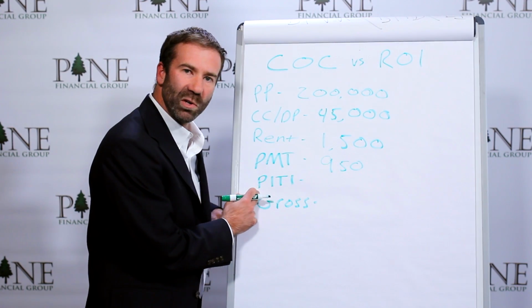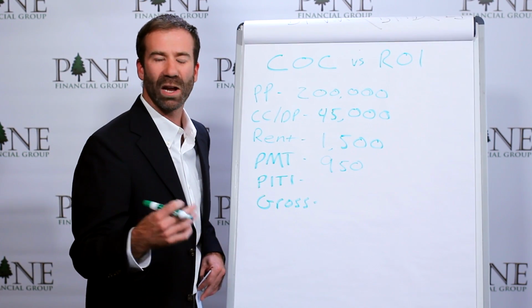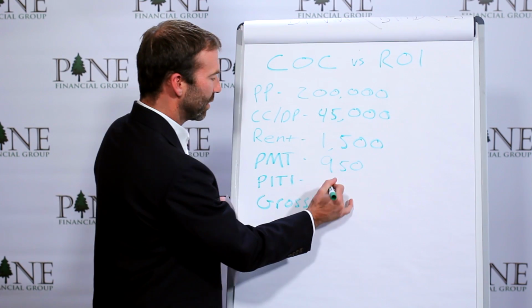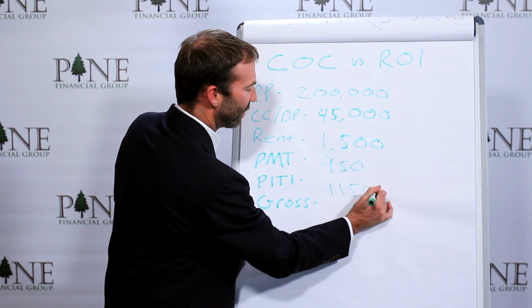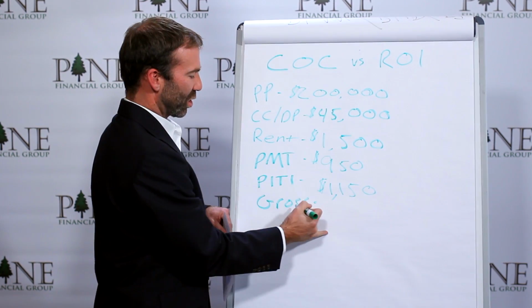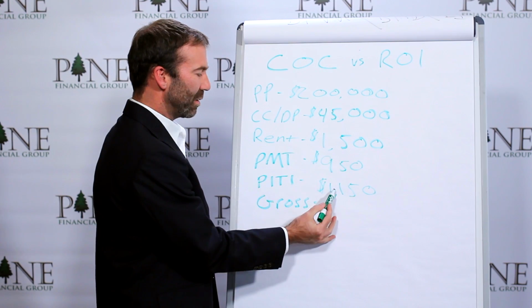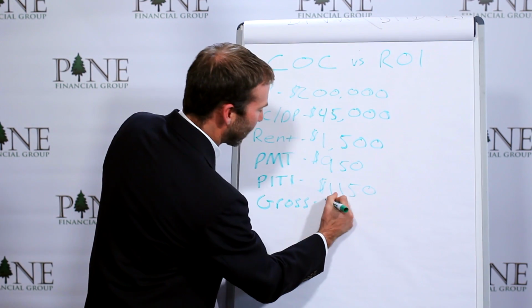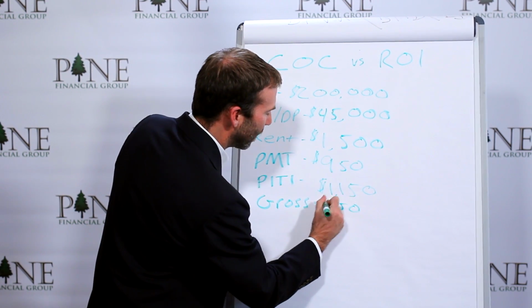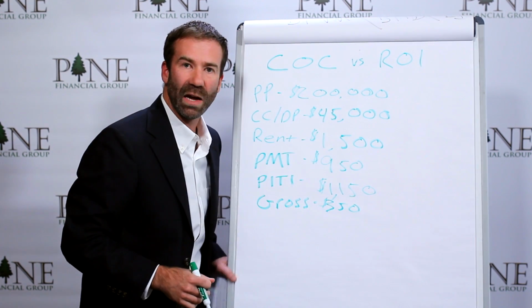Now, PITI, principal, interest, taxes, and insurance. If I add another $200 to account for the insurance and the taxes, that's going to bring me to $1,150 per month. Make sure we know that these are all dollars. So the gross cash flow before maintenance and vacancies, I'm just going to take my rent minus my mortgage payment, and I'm going to get $350 every single month for this purchase of the property, where I put $45,000 down.